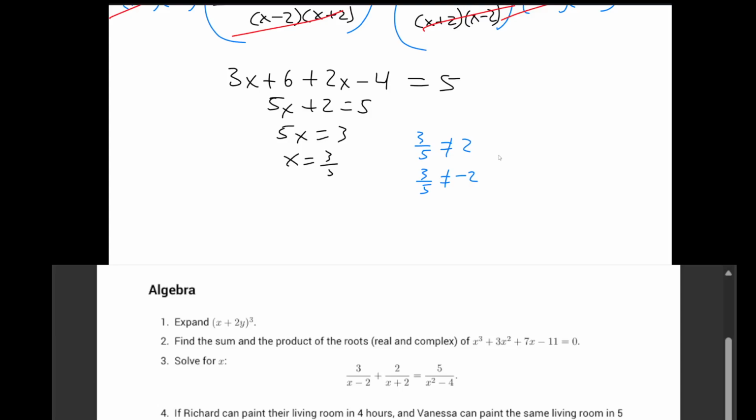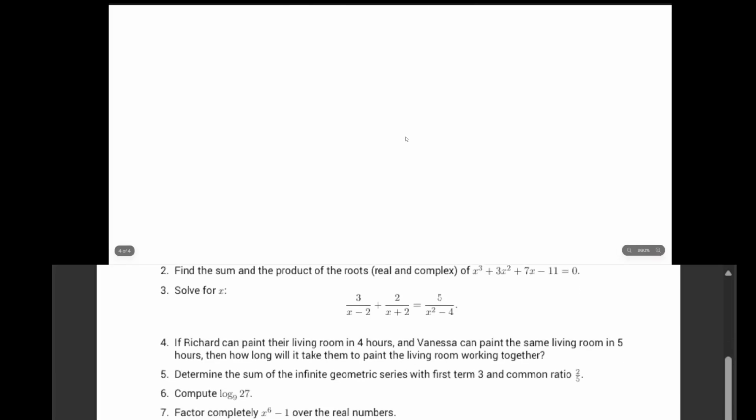All right, let's move on to the next one. If Richard, I hope that's alluding to Richard, the founder of AOPS, that would be nice. If Richard can paint their living room in 4 hours and Vanessa can paint the same living room in 5 hours, then how long will it take for them to paint the living room together? Okay, so this is sort of like our work problem here. Have you guys ever done a work problem? Hopefully you have, because work problems are awesome.